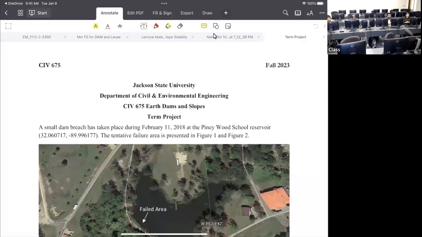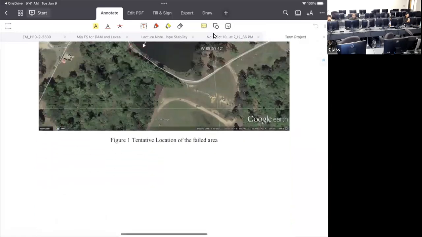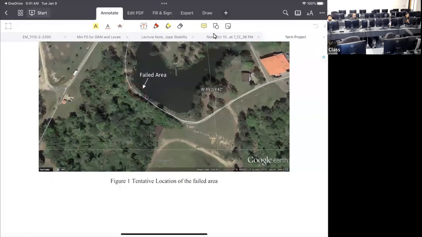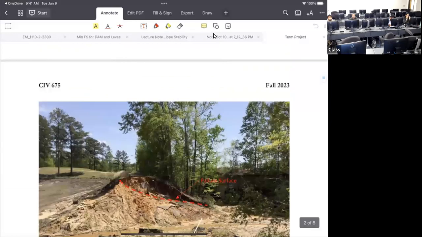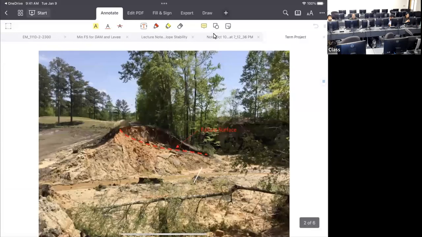Okay. So I uploaded the term project. The term project is about a dam failure. It was a real project, a real failure in Mississippi, and this is how it looks. There was an embankment, and it was working like a reservoir, just trying to hold the water.